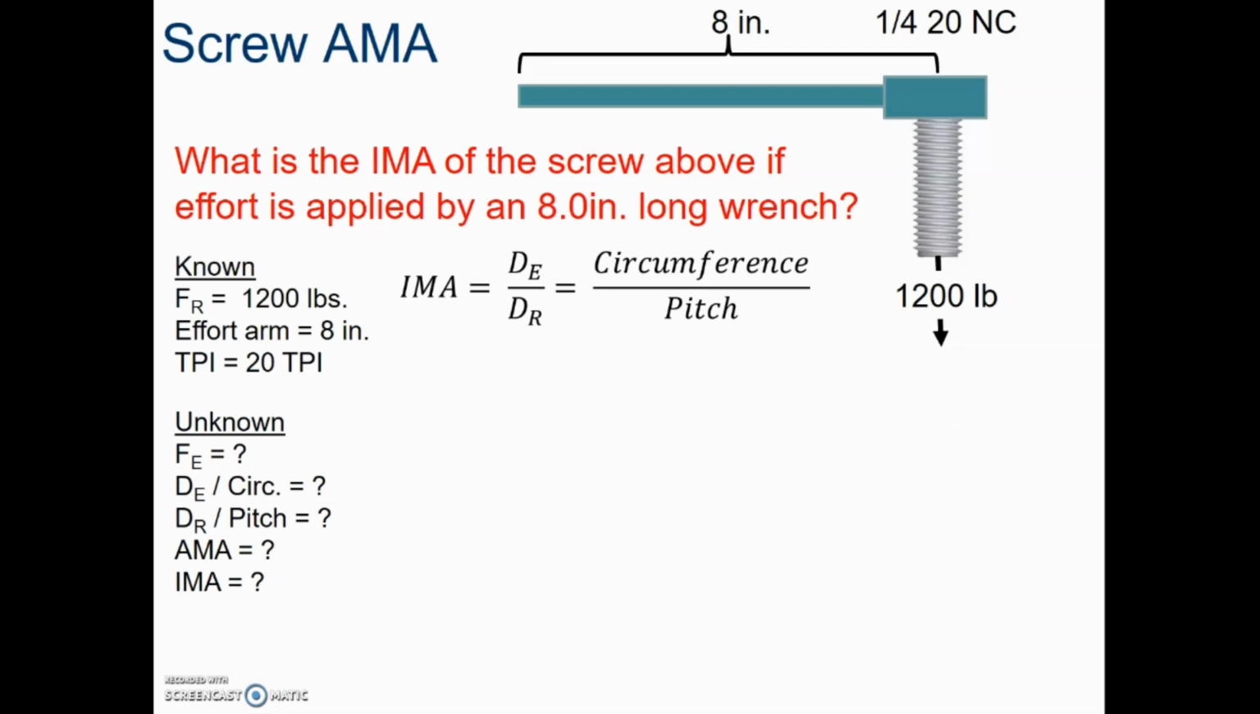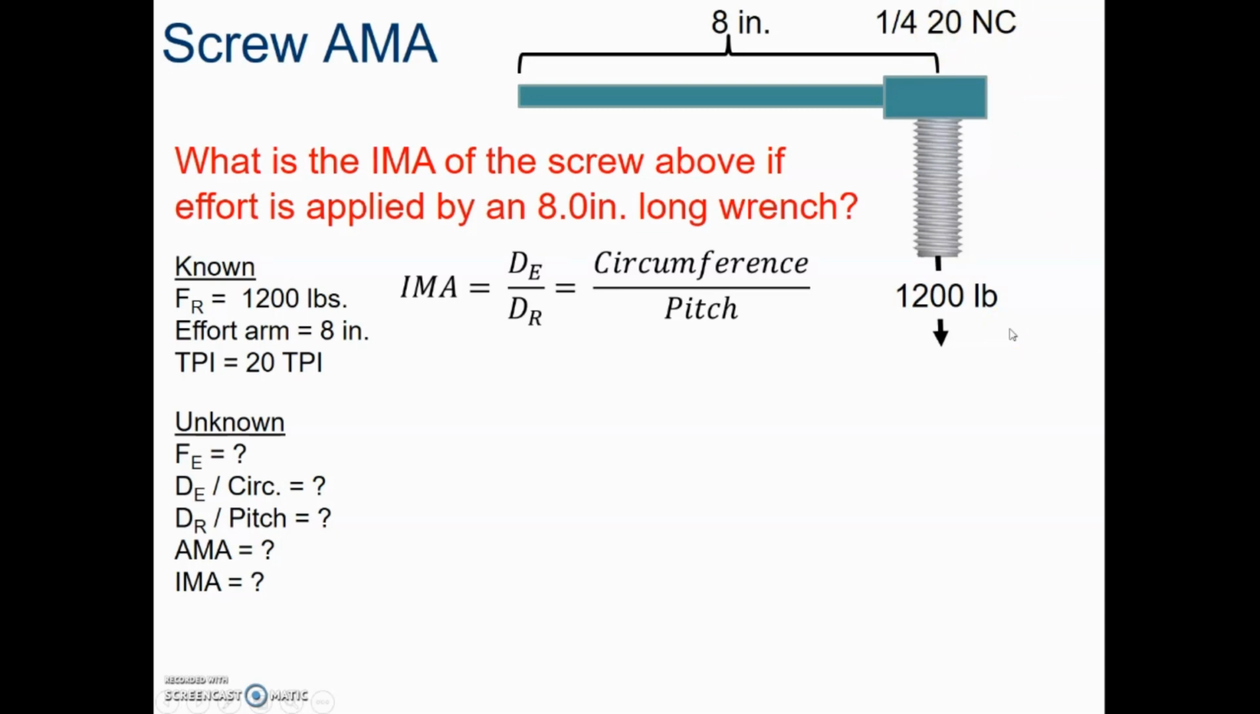So we know the resistance force is 1,200 pounds. We know the length of our effort arm is 8 inches from the wrench. And we know the TPI is 20. And we get that from the information of the screw. We know we have a 1/4 inch diameter. We know we have 20 TPI. And we know the coarseness of our screw itself.